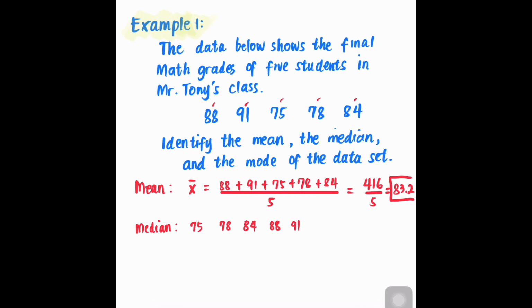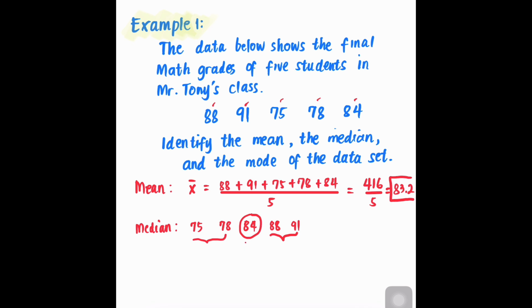Now, after arranging the numbers or the data, then we just simply identify the middle score. So we were given 5 different numbers. So technically the middle number is this one. It's 84. So you have 2 values on the left and 2 values on the right of the median, which is 84.